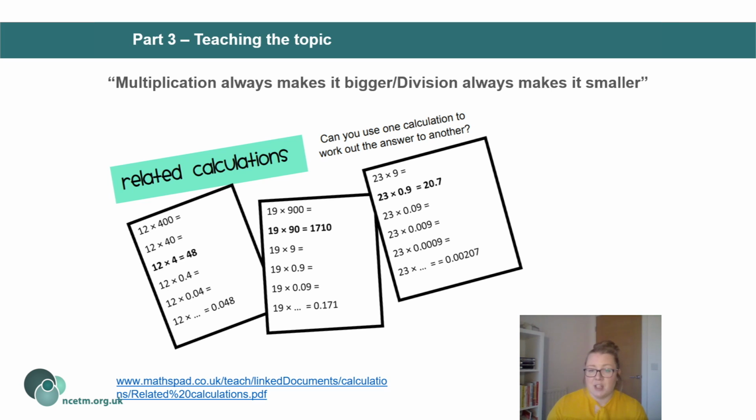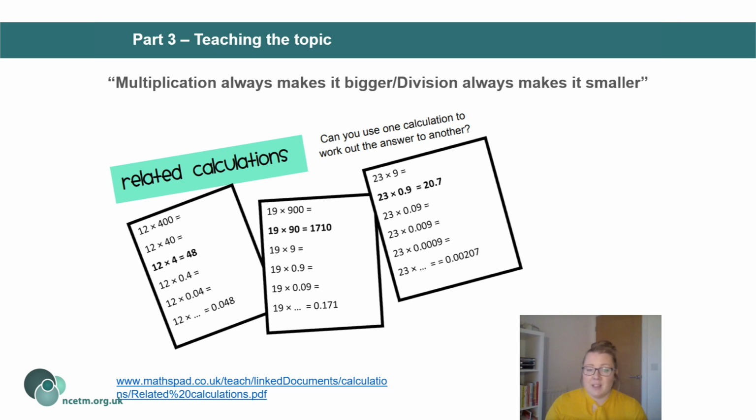In each section, one number is kept the same, and then each one of the other numbers, the multipliers, is adapted by multiplying or dividing by 10 each time. If you then focus students' attention on how that impacts the answer, you can really quickly get students to appreciate that this multiplication is not always making the number bigger.